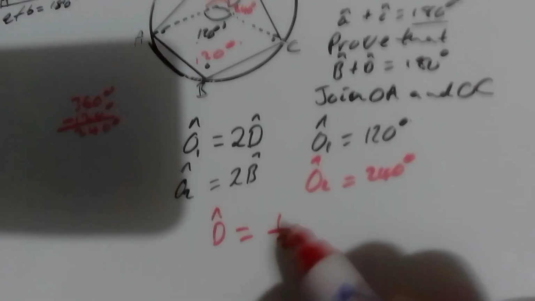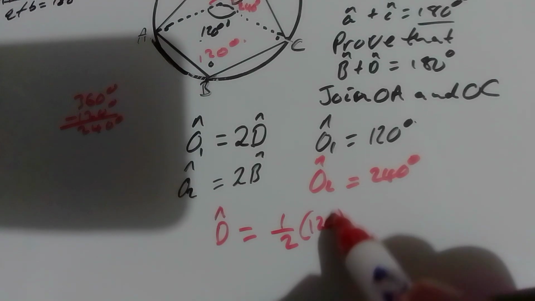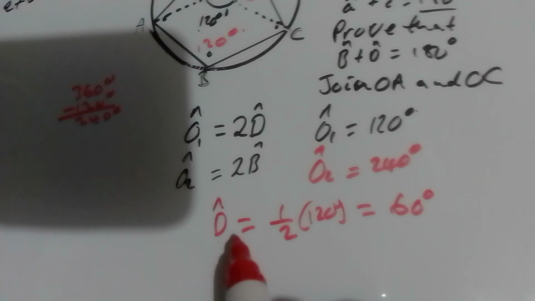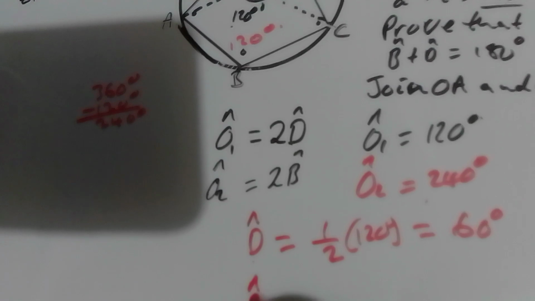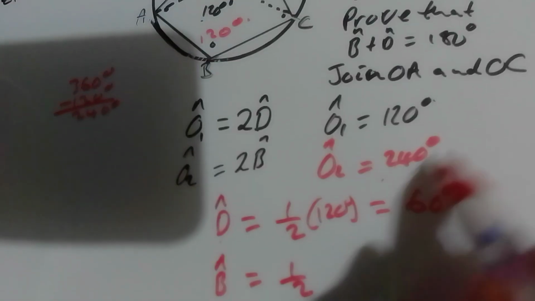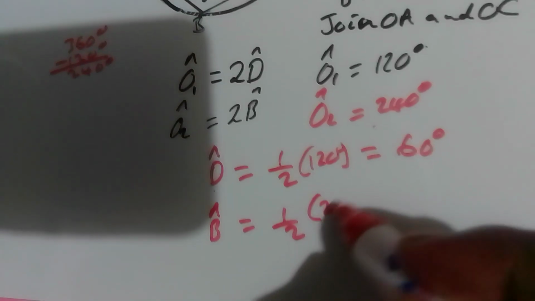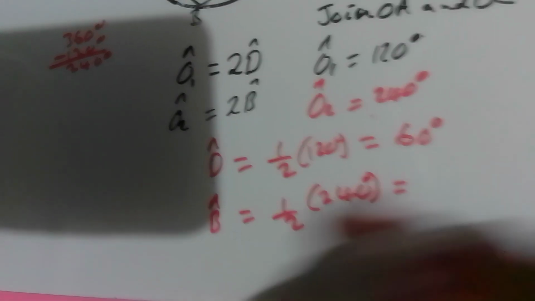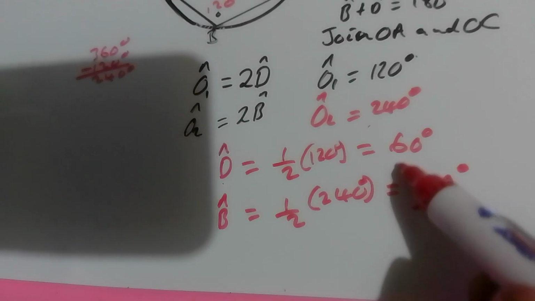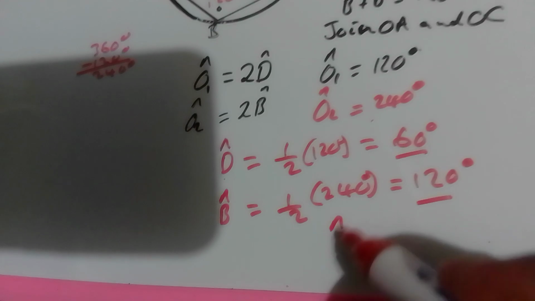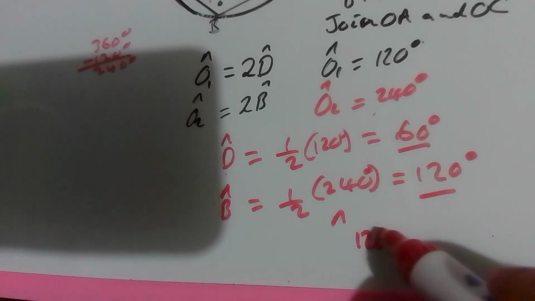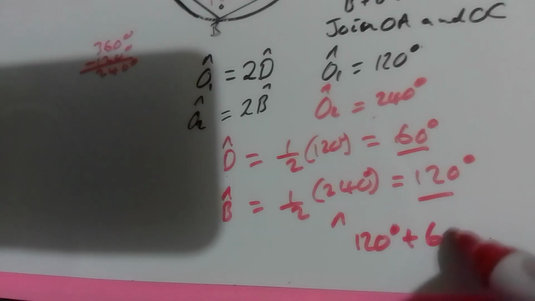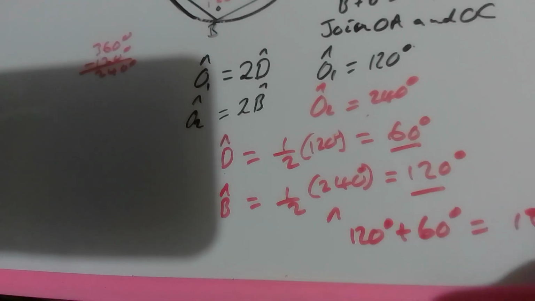What is half of angle O1? It's 60 degrees. So there is my angle D. Then I come and I now write angle B here. I say angle B is equal to half angle what? Angle O2 here, and angle O2 is 240. So half of 240 is equal to 120. Now I know the measure of angle B, I know the measure of angle D. Now I say angle B is equal to 120. So I say 120 degrees plus 60 degrees is equal to 180.